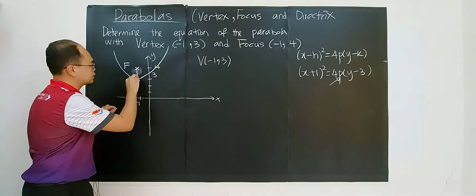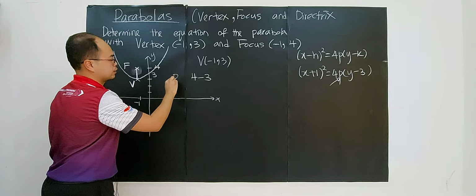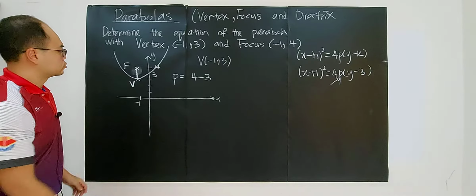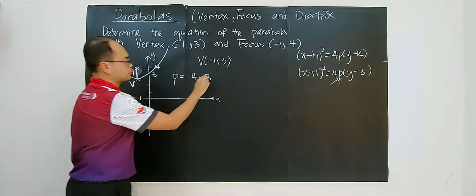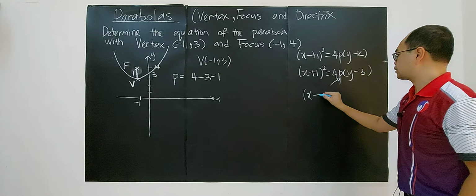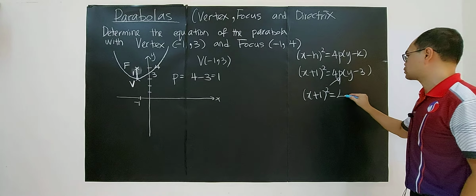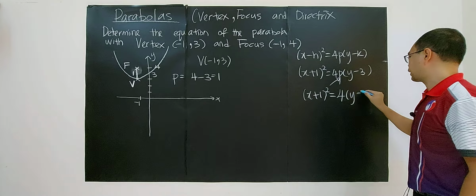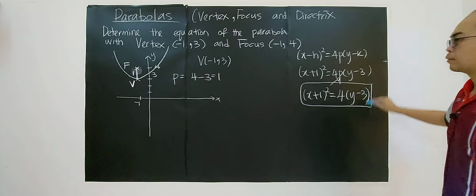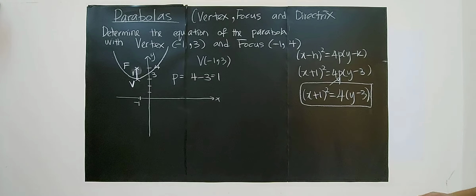So what's the distance here? The distance is 4 minus 3, which gives you 1. So it becomes (x plus 1) squared equals 4 times 1, which is 4, times (y minus 3). So this will be the equation for this parabola.